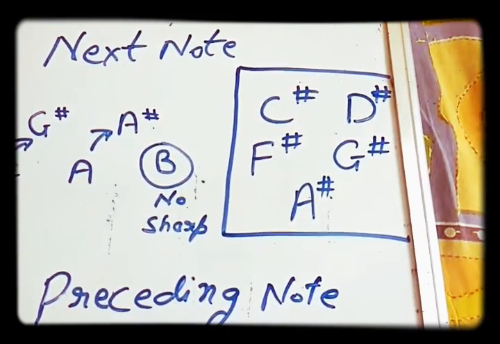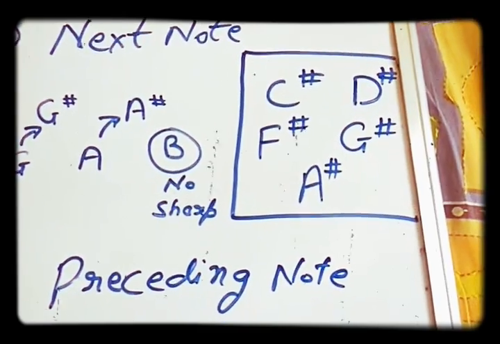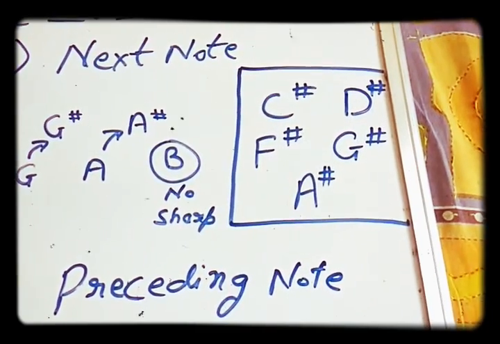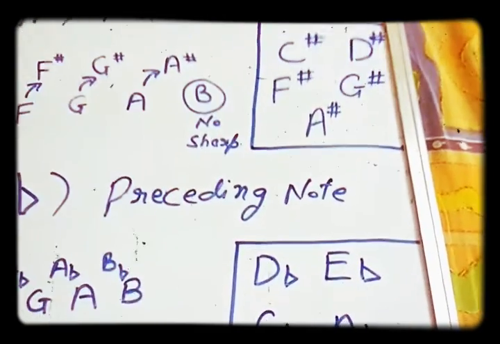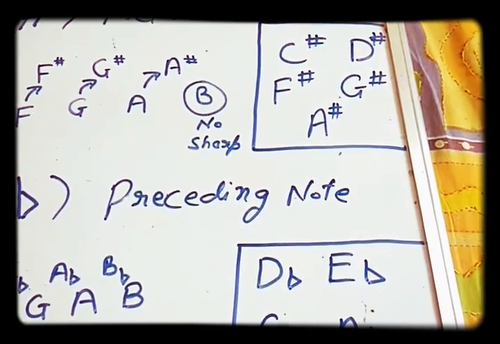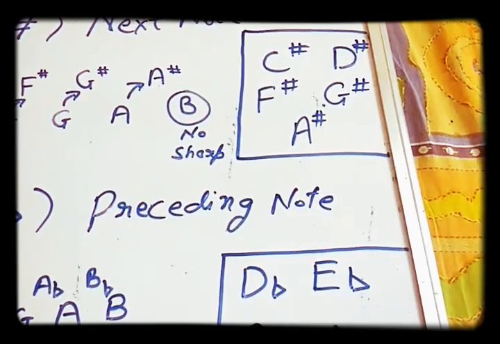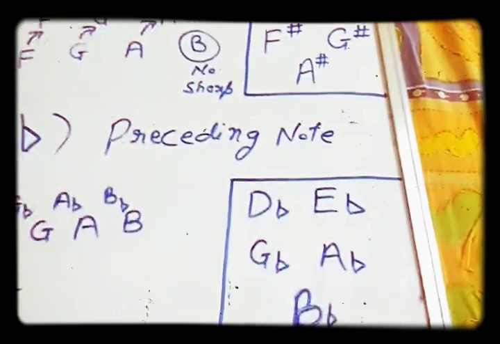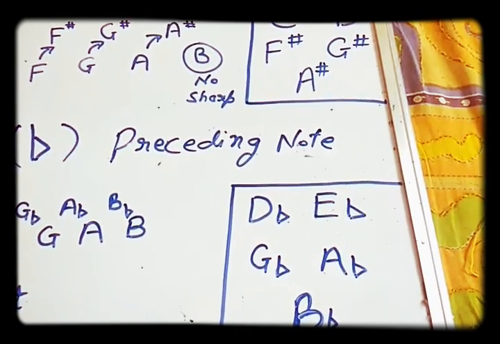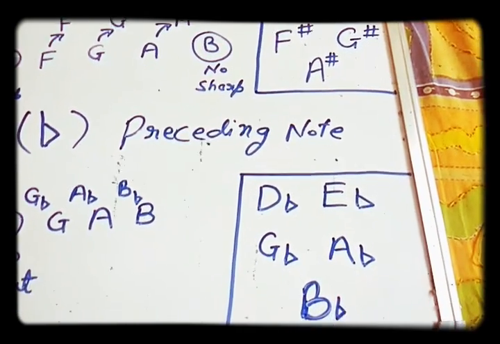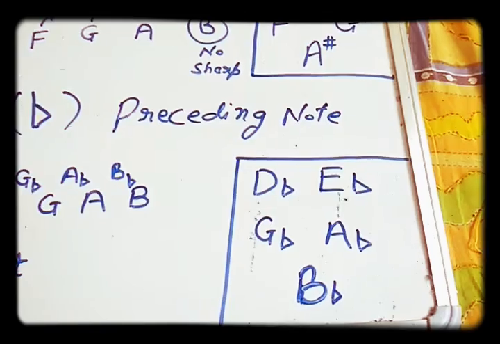Note that if you play these notes, there is no difference in the sound. The sound of C sharp and D flat is the same. The sound of D sharp and E flat is the same. The sound of F sharp and G flat is the same, the sound of G sharp and A flat is the same, and the sound of A sharp and B flat is the same.